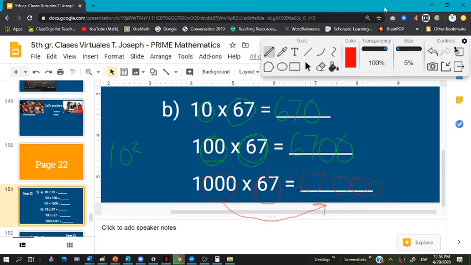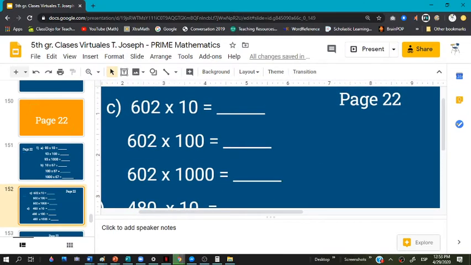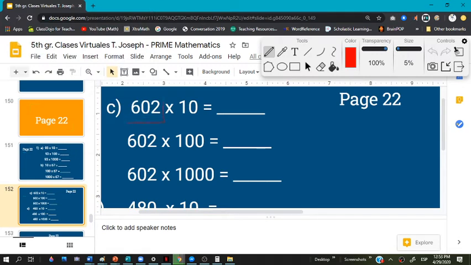Okay, let's go to a couple more problems. Page 22, letter C. All right, let's go to letter C. Let's move that down a little bit. Letter C. Okay, 602 times 10. Well, 602 is my base number, so I'm just going to leave that as my base number, 602. And 602 times 1 just equals 602. So I can just ignore that 1 now and figure out how many zeros I have in my base 10, which is just 1. We would just add 1 zero right there. So 602 times 10 is 6,020.